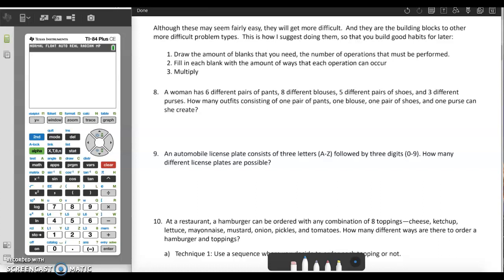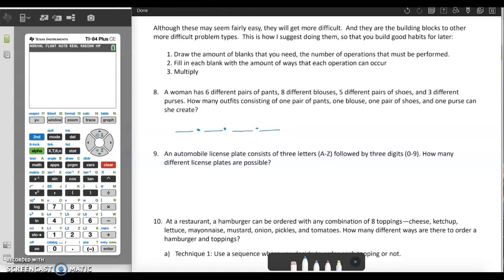Okay, so let's try these next 2 without any diagrams. So this just says a woman has 6 different pairs of pants, 8 different blouses, 5 different pairs of shoes, and 3 different purses. How many outfits consisting of 1 pair of pants, 1 blouse, 1 pair of shoes, and 1 purse can she create? So she's going to go through this sequence of choosing. I'm going to choose a pair of pants, I'm going to choose a shirt, I'm going to choose my shoes, and then my purse. Okay, so it looks like there are 4 blanks we need to write because there are 4 different choices that have to be made. And I put the little multiplication symbol in between all of them because this is a multiplication rule. So whatever they get filled in with, we're going to multiply them together.